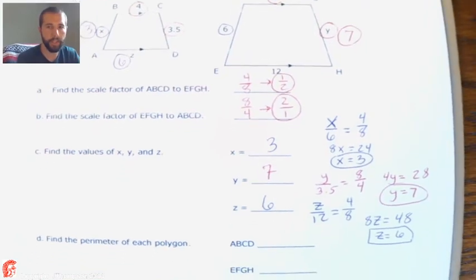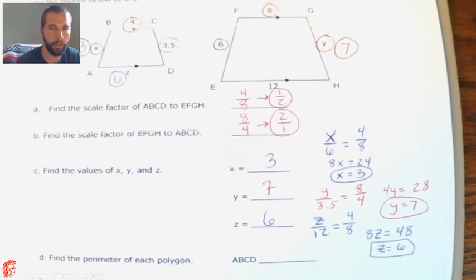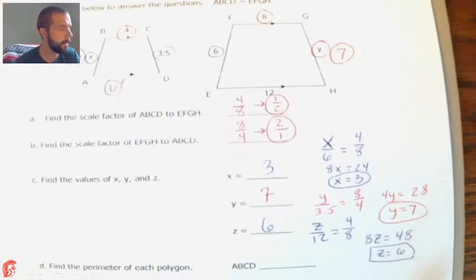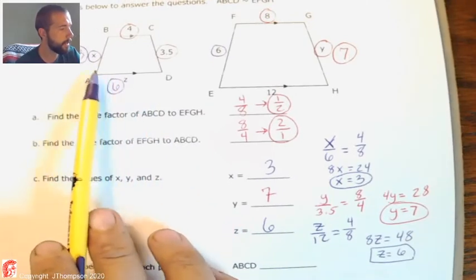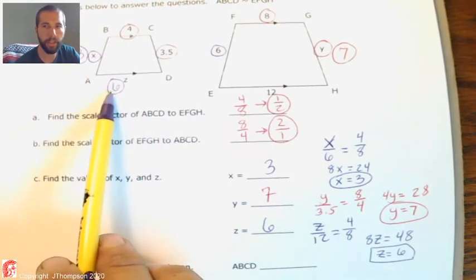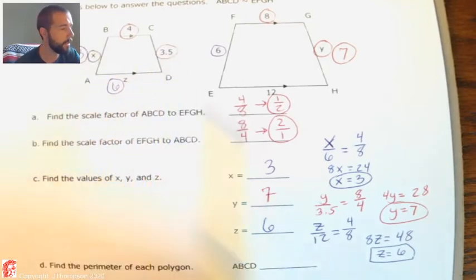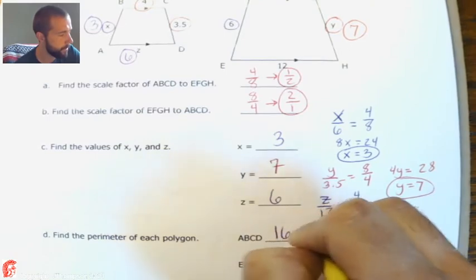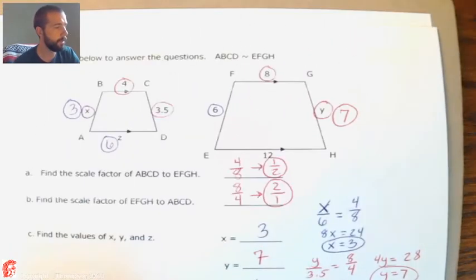All right, so now we have all the sides. Now they're asking us for the perimeters. For the perimeter of ABCD, I'm just going to add these sides together. 3 plus 4 is 7, 7 plus 6 is 13, 13 plus 3.5 is 16.5. So the perimeter of ABCD is 16.5. The perimeter of the other one, 6 plus 8 plus 7 plus 12, that would be 33.